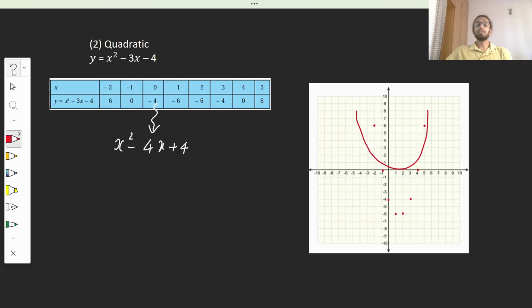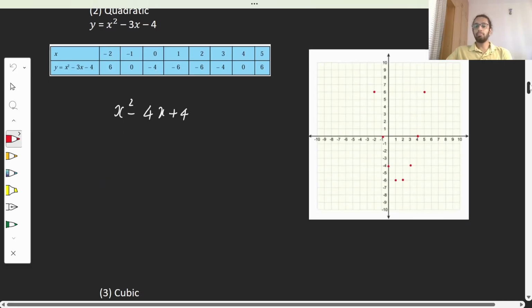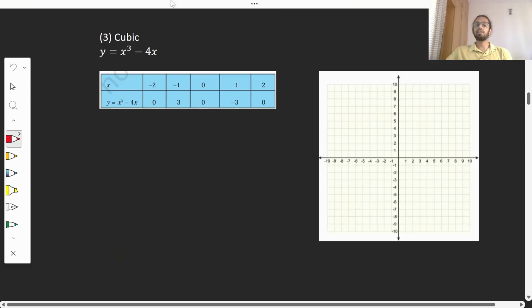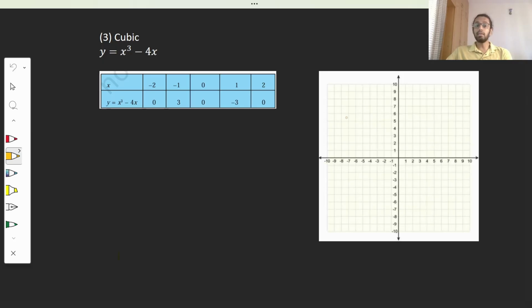So that brings me to the next one, which is cubic polynomial. As you can see here, we have given random values for x, and we have got the values of y. One is minus 2 comma 0, which is basically this point on the graph. And minus 1 comma 3, which is this point. 0 comma 0 is this point, which is the origin. 1 comma minus 3 is this point, and 2 comma 0 is this point. As you can see here, we are getting more of a curve like this when we join these.